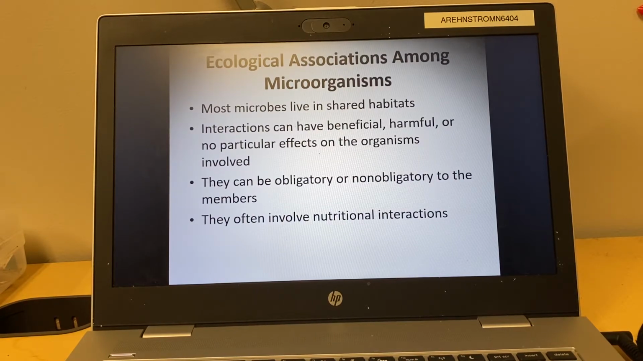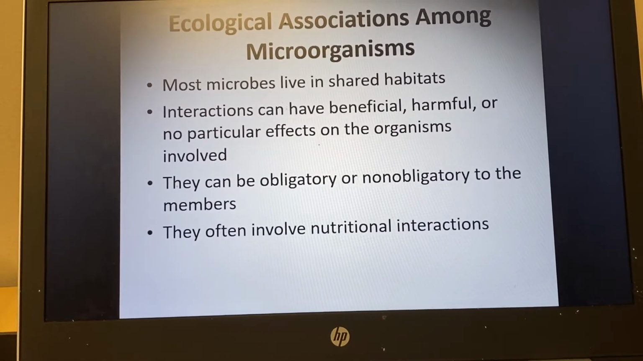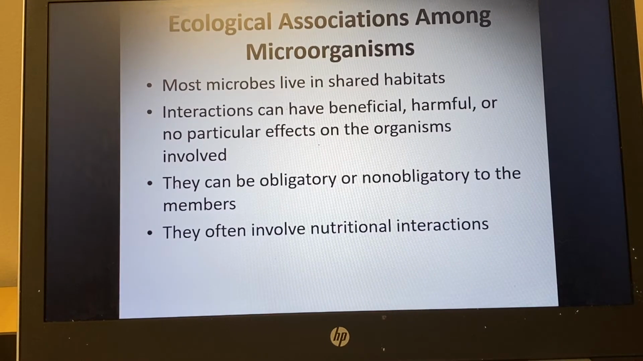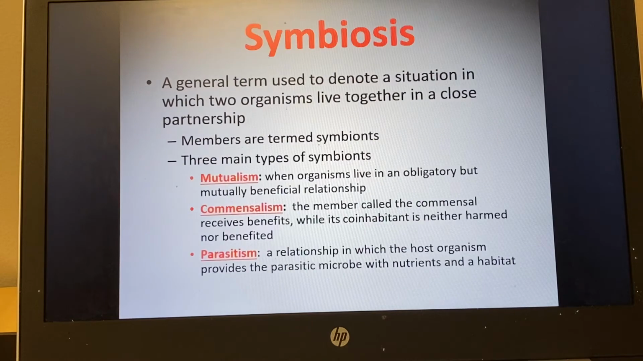So often when you have organisms living together, it often involves nutritional interactions. And what I mean by that is, for example, if you synthesize this vitamin for me, I'll make this particular amino acid for you. And so they actually become dependent on each other for particular nutrients that they might need.